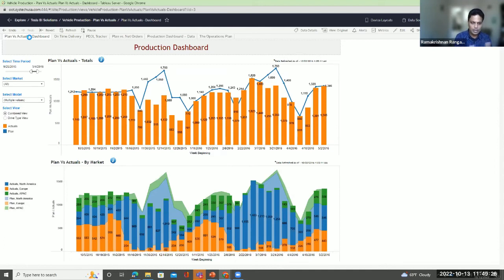So this is a sample dashboard that I'm showing here for a car manufacturer. The dashboard that you see here compares the planned production versus the actual production that happens. And of course, what the bar chart shows here is that the demands are sometimes met and sometimes there is a backlog of production.